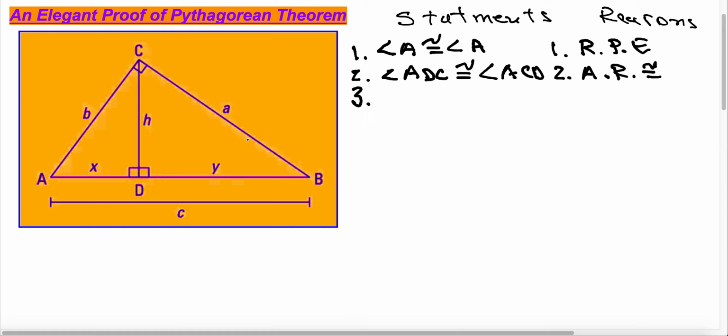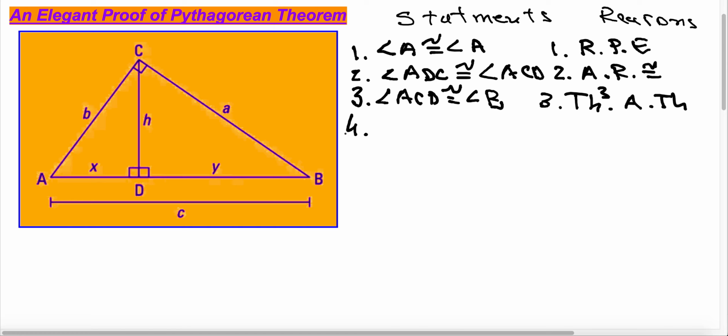The third, angle ACD is congruent with the angle B. So this is based on the third angle theorem. And number 4, the small triangle ACD is similar with the big triangle ABC, based on the definition of similar triangles.